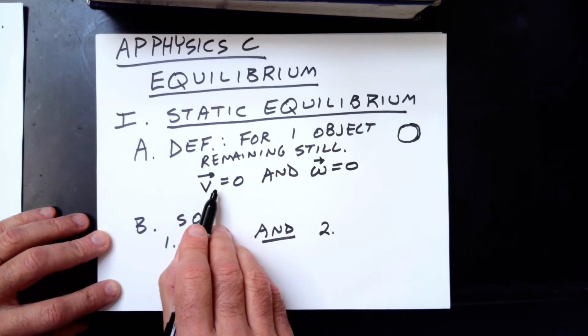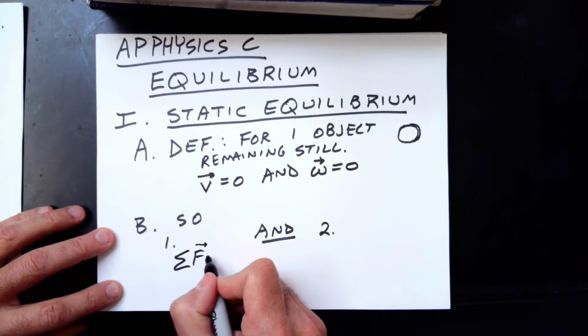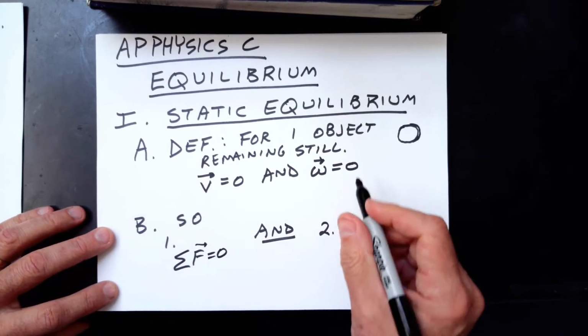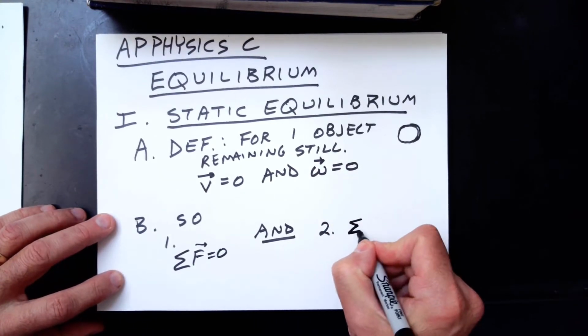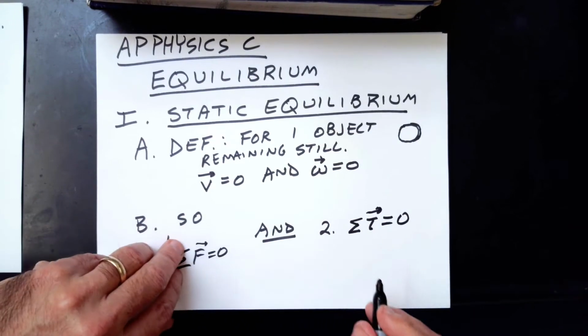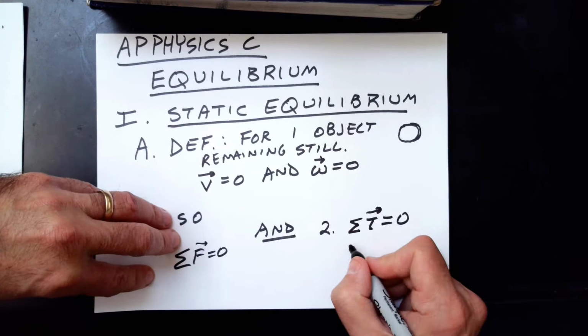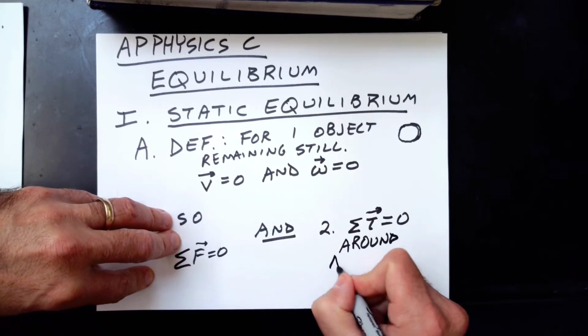If the velocity is staying 0, there's no acceleration. This means the sum of the forces equals 0. That's from freshman year. That's pretty straightforward. But if omega is remaining 0, you might just think, oh, the sum of the torques equals 0, and you're done. That's not really true. The sum of the torques has to equal 0 around any axis.